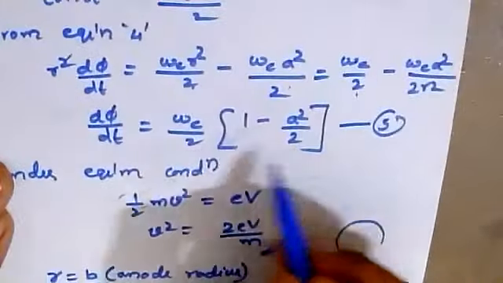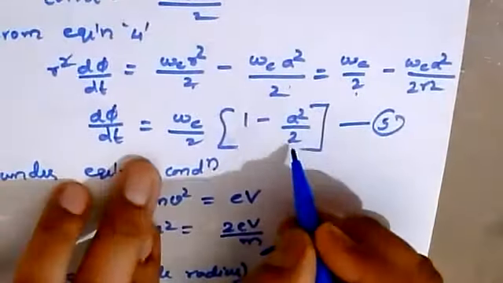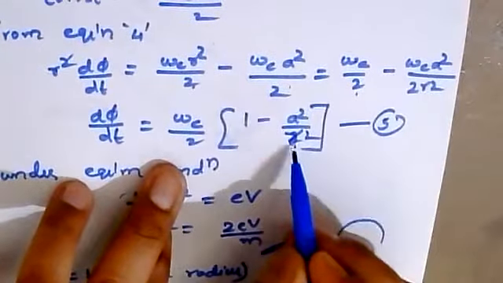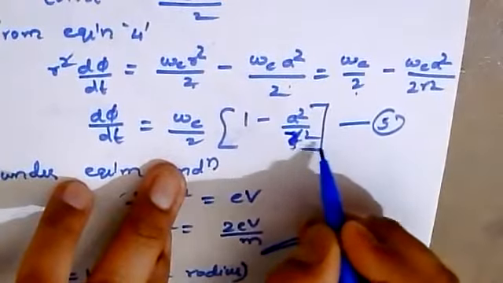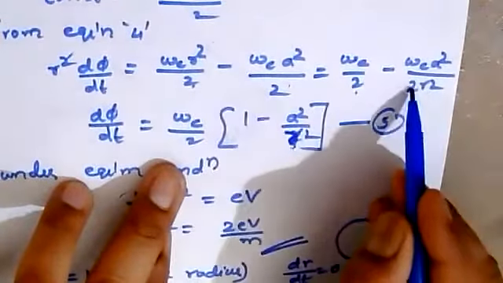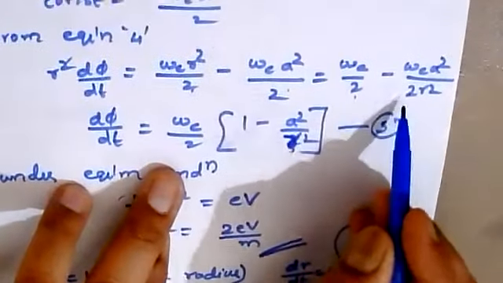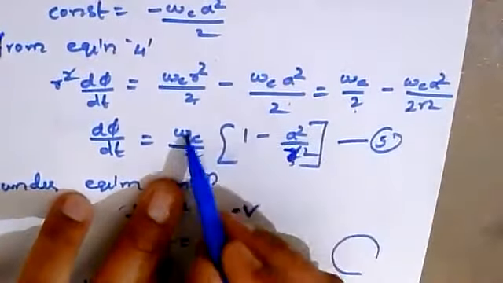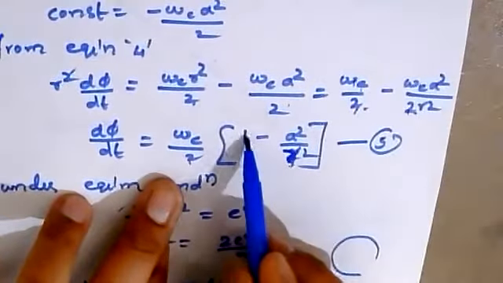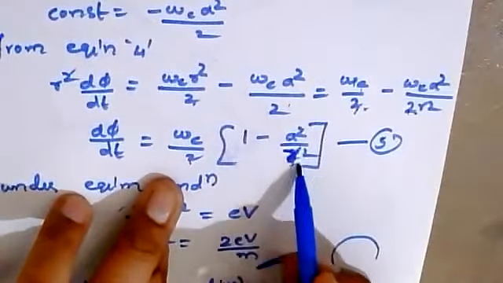After replacing omega, sorry, it's not a square, it's an r square, because we have taken this 2 as common out. Omega c by 2 is taken out in both the cases. The left out term is 1 minus a square by r square.